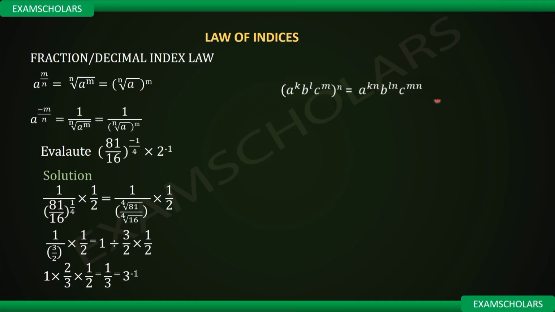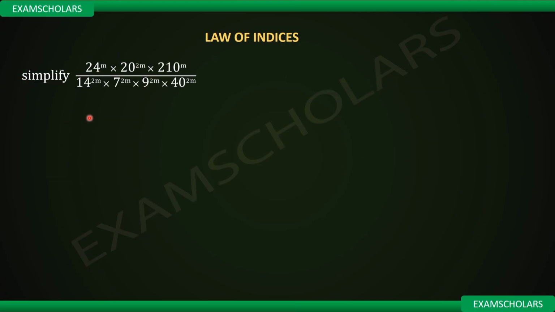Now let's see how to use this law to solve a question very fast. This question, can we simplify it? Simplify 24 raised to power m times 210 raised to power m over 14 raised to power 2m times 7 raised to power 2m times 9 raised to power 2m times 40 raised to power 2m. But if you look at these guys very well, you see that they don't even have something in common when it comes to law of indices. How do we now solve it when they don't have something in common? We can apply this law.